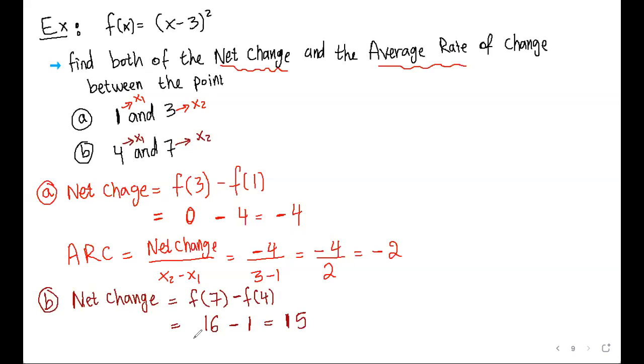This is true. And what is the average rate of change? It is 5. Okay, he said the net change over x2 minus x1. So the net change is 15 divided by 7 minus 4. 7 minus 4 is 3. So 15 over 3 is 5. This is true. Thank you.